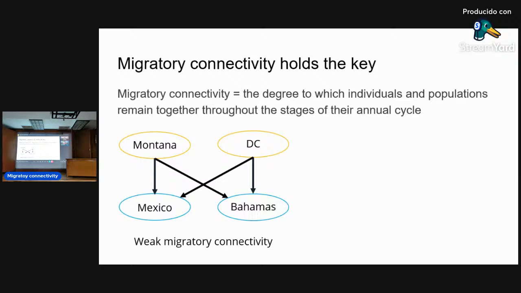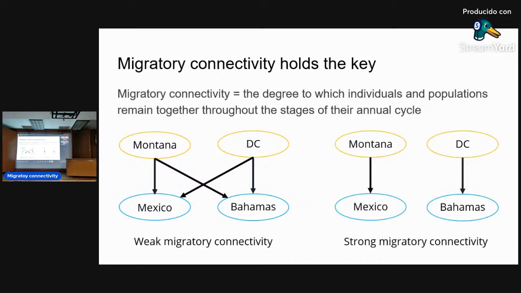For this species, consider it has two breeding populations in Montana and DC, and two non-breeding populations in Mexico and the Bahamas. This is weak connectivity because the birds from these breeding populations redistribute equally among their two non-breeding sites.